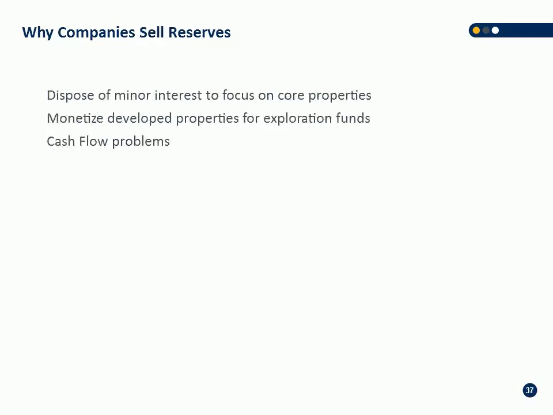Why do they sell reserves? To dispose of minor interests. These are non-focus or non-key areas for companies, and they're better off divesting them if they don't have the resources to develop them. They can monetize developed properties for exploration funds, so they can go the opposite direction. Sometimes companies will buy up an unproven area, prove it up, divest it, and then take those funds to apply to the next exploration target. And sometimes when companies are in distress, running into cash flow issues or debt problems, they will sell properties to service their debt.